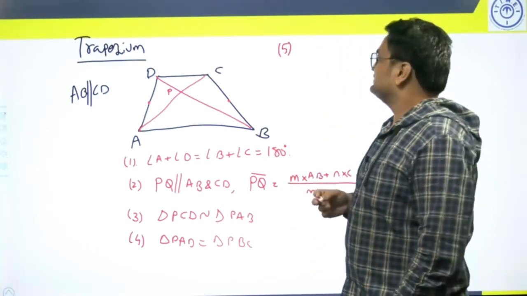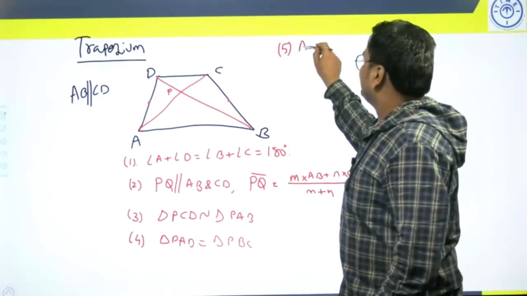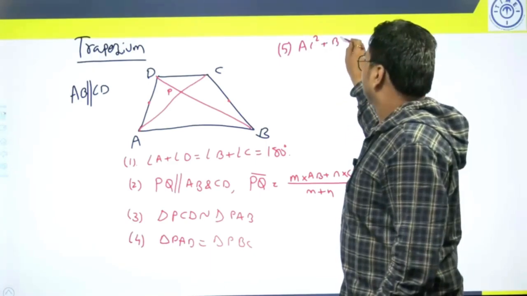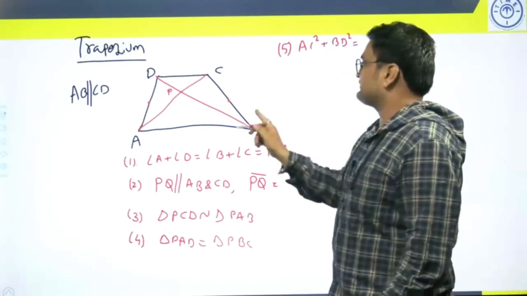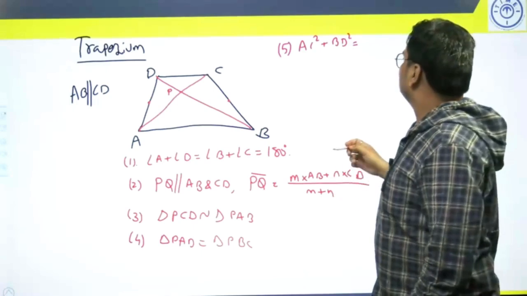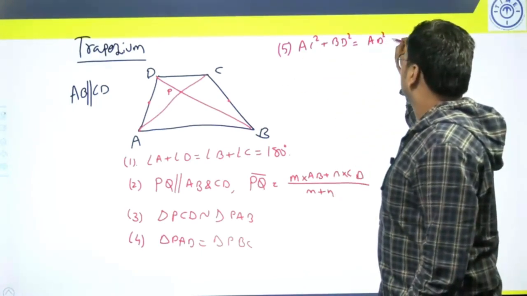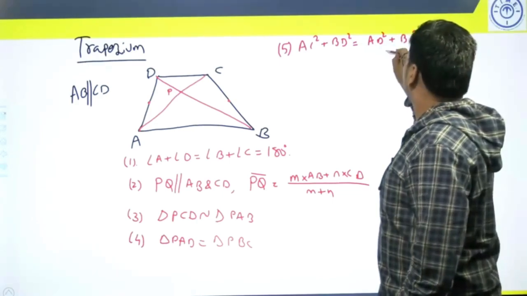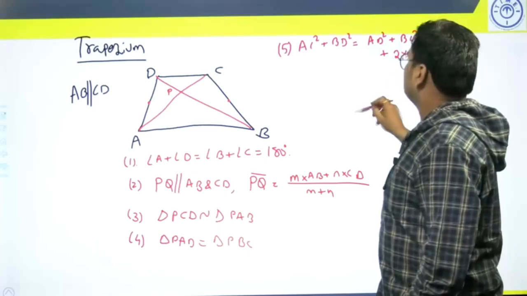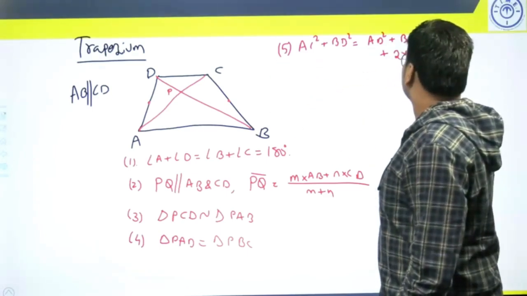Point number 5 is the sum of the squares of the diagonals. We can directly calculate it as the sum of the squares of the non-parallel sides plus twice the product of the parallel sides.